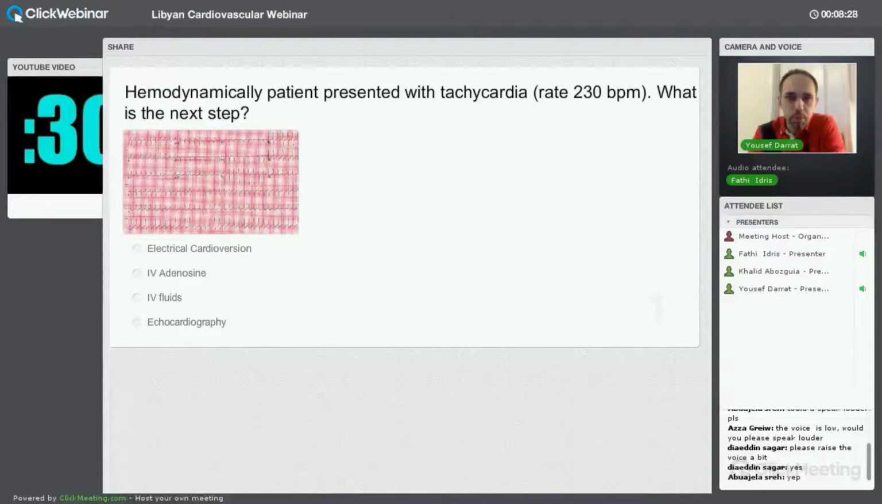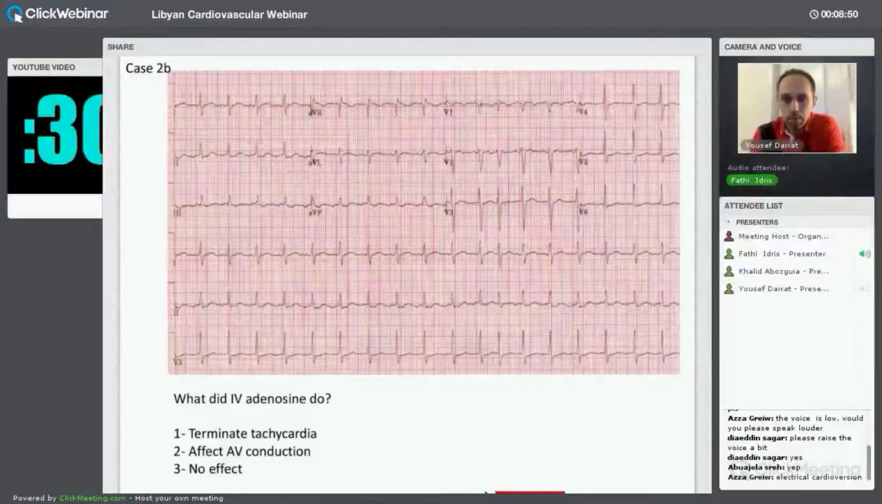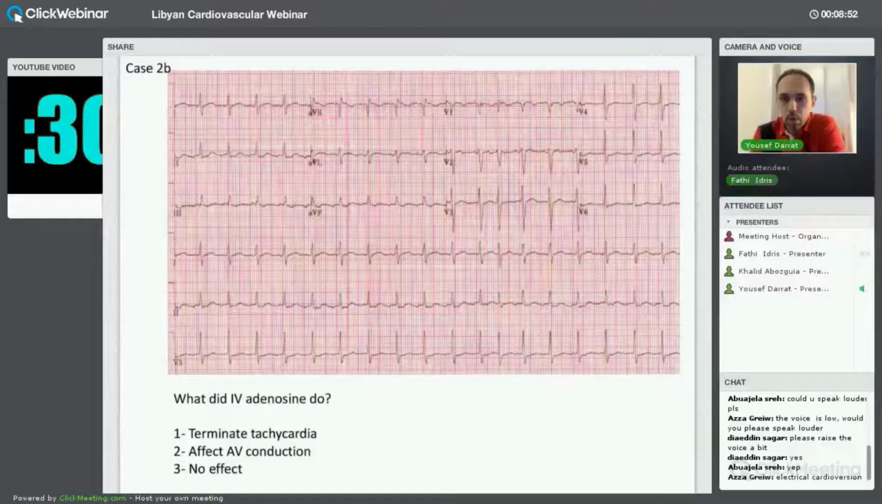We had about 50% of the audience answering IV adenosine, absolutely right. The patient is hemodynamically stable, with a narrow complex tachycardia. I completely agree, you would give IV adenosine to see if the tachycardia terminates or not. Yusuf, for some reason we don't see the result. Can you share the result with the audience so they know what it was?